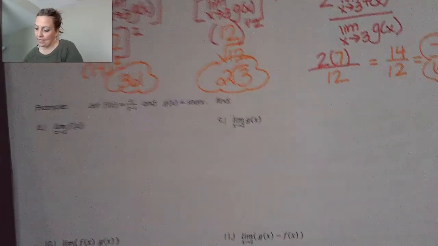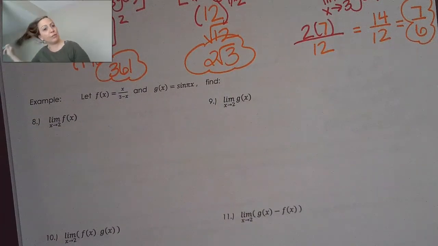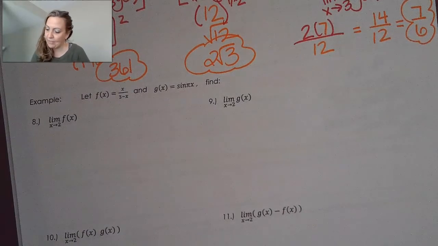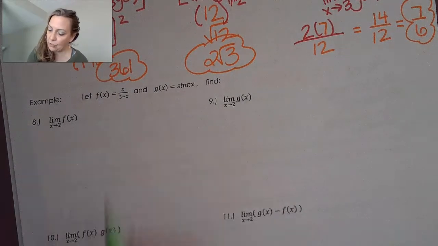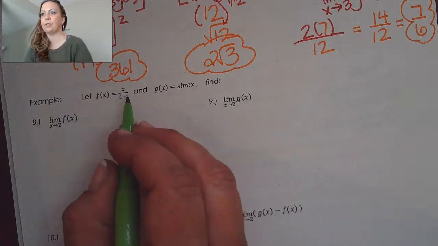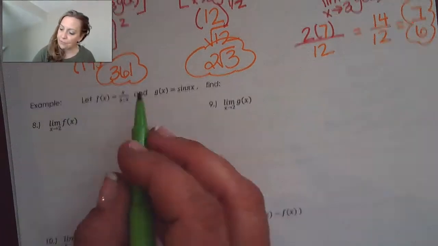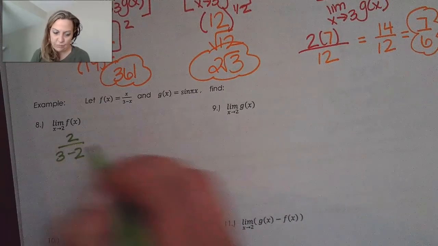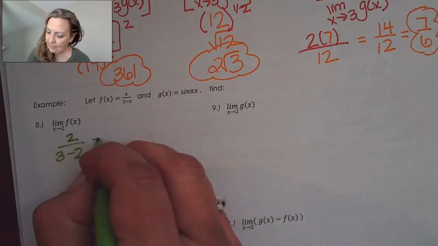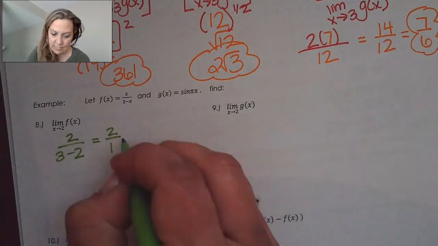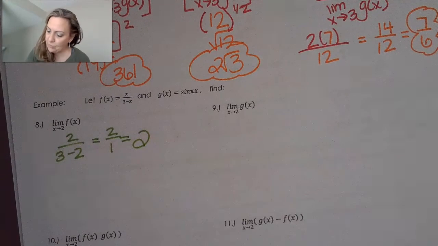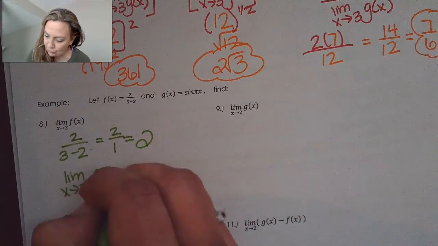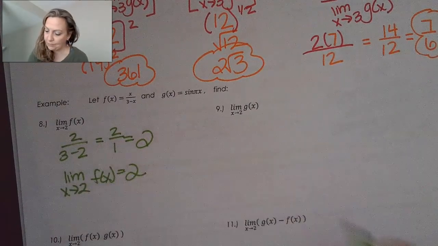All right, so next example, we're just going to be able to use direct substitution for these, okay? So we're going to have the limit of f of x as x goes to 2, so let's just substitute that in. So we've got 2 over 3 minus 2. We can evaluate that, 2 over 1, so that's 2. So what we find is that the limit as x approaches 2 of f of x equals 2.